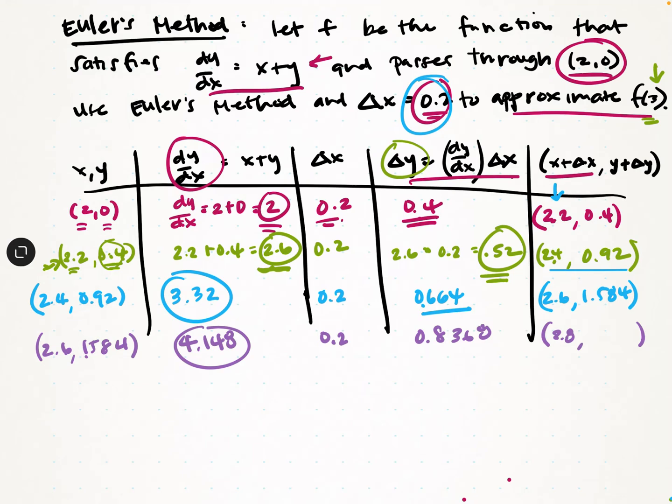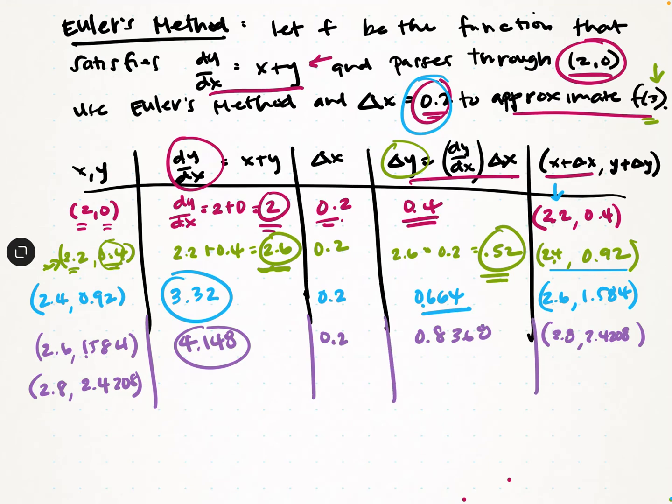plus 1.584, which is 2.4208. And then this will be the last, oh, it won't be the last time. Yeah, it will be the last time. 2.8, oh, sorry. 2.4208. I'm just going to use this purple from here on out.